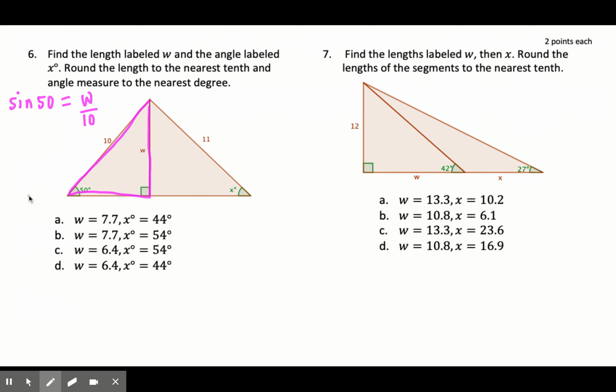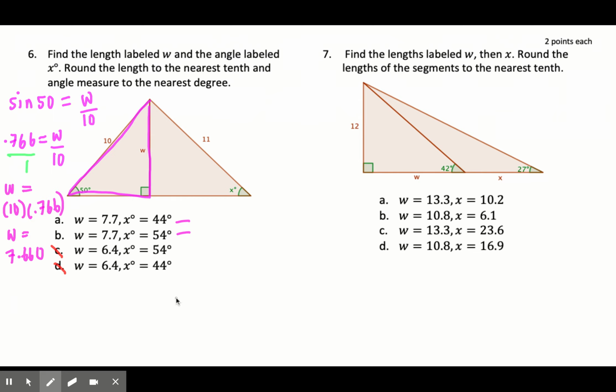So sine of 50 is 0.766. And then you want to write that over 1. You cross multiply. Then you get W equals 10 times 0.766. So then W equals 7.660. So then it's going to be like one of these, so we can cross those out, right?